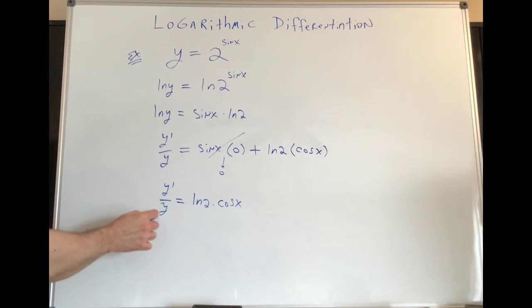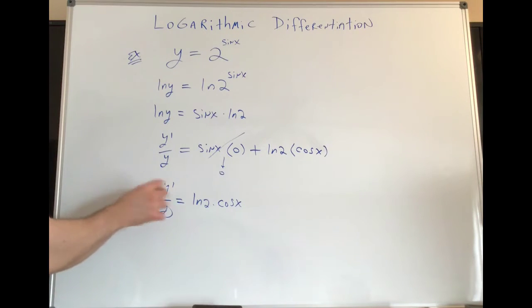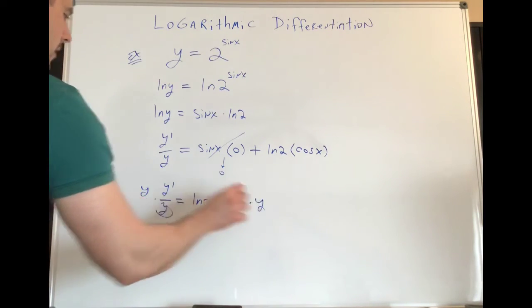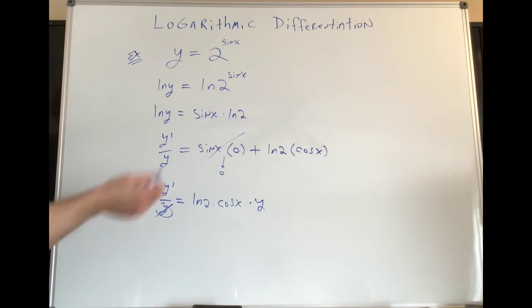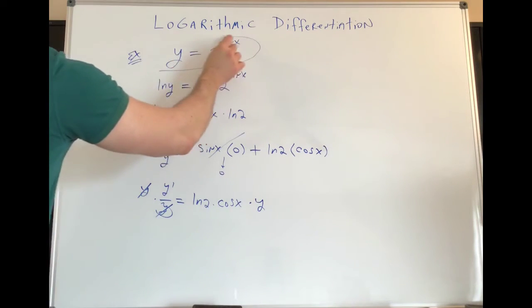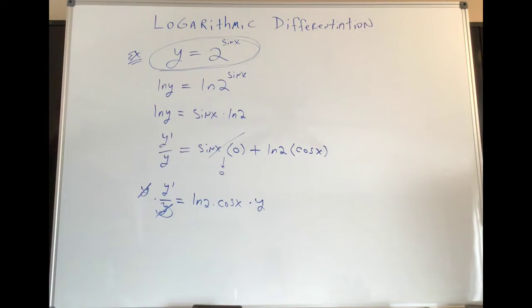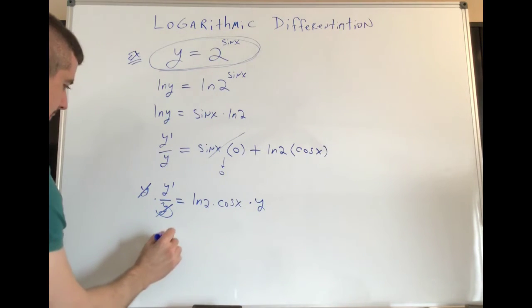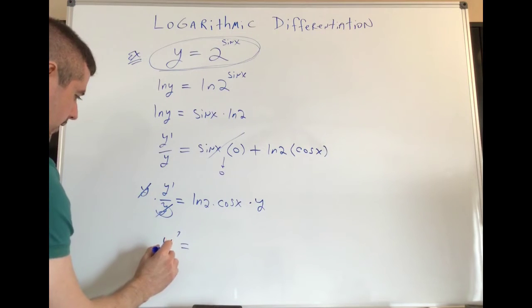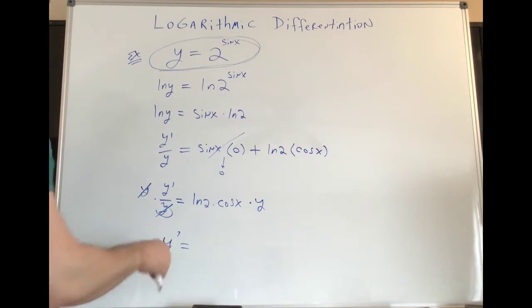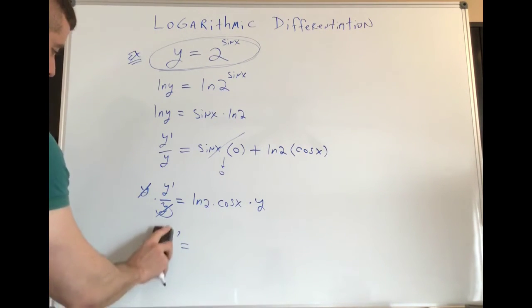Now I got to take this y, multiply both sides by y. What is y supposed to be? Where did y come from? I don't know where y is. I don't know what to do. So, once you get over your insanity, this is y.